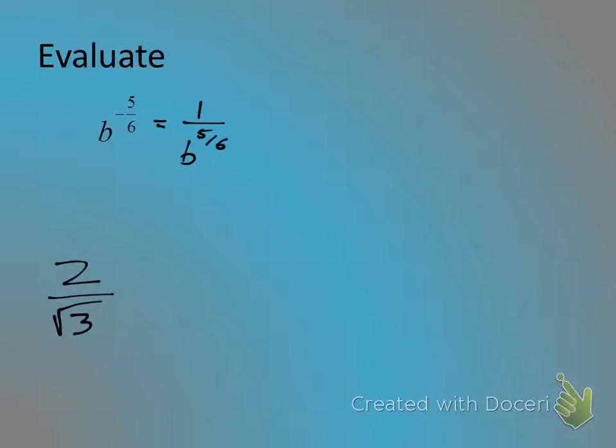Amanda. You can't have a radical in a denominator. Alright? That's why we rationalize 2 over the square root of 3 by multiplying top and bottom by square root of 3, square root of 3.